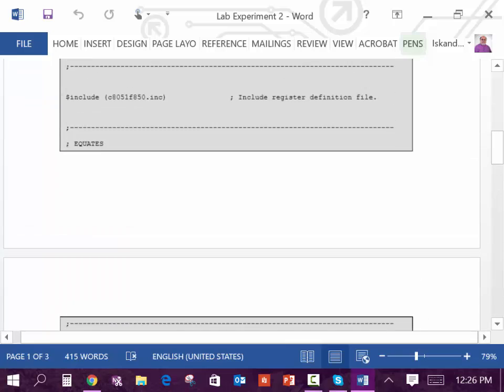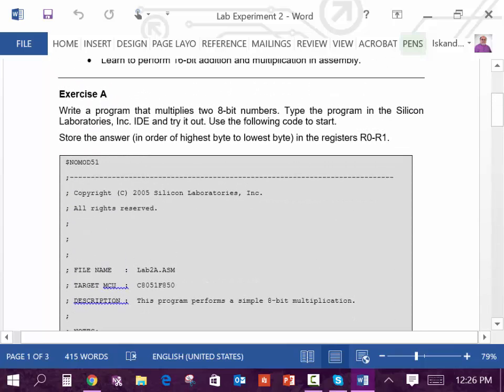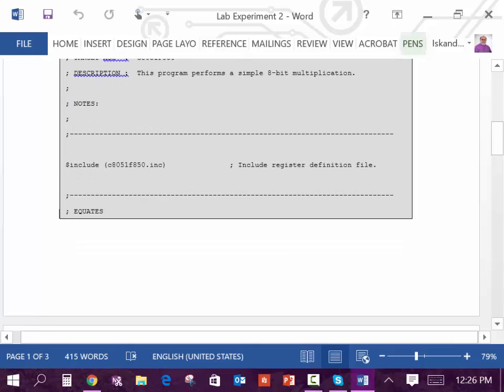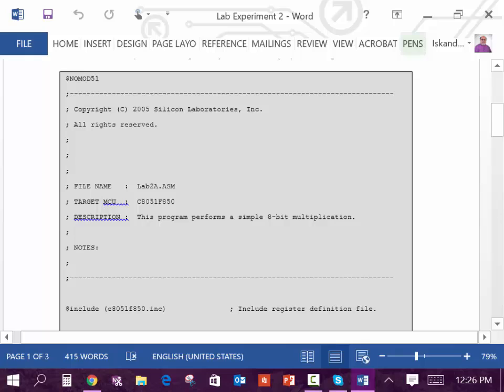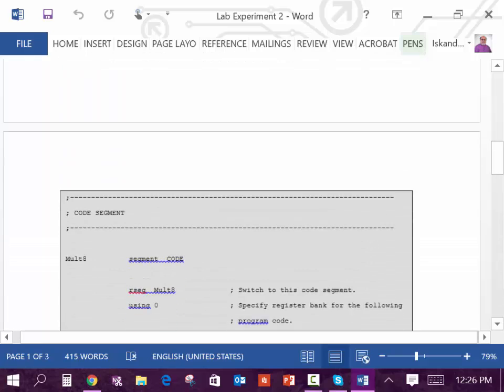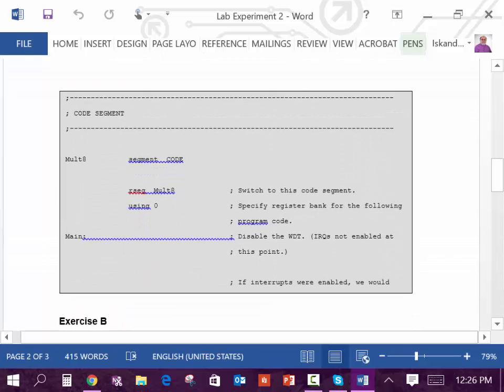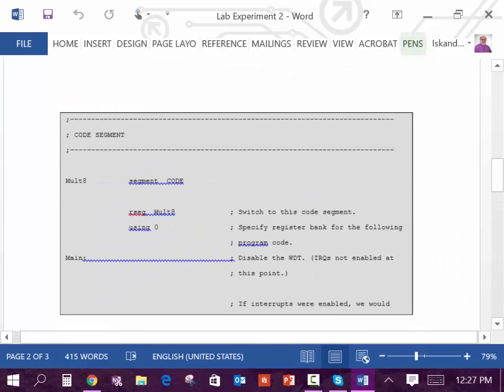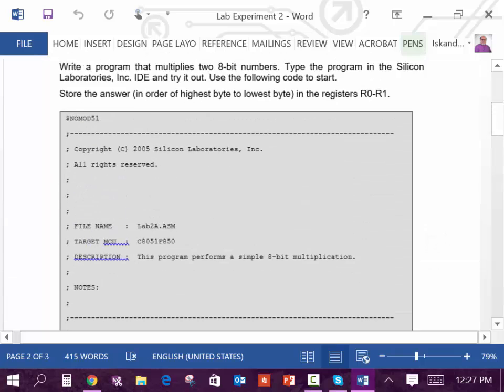Part A is relatively simple. Write a program in the Silicon Labs IDE and try it out. Use the following code to start with. Actually, this code is okay. You can start with this code here. That's perfectly fine. It's got all the key parts to it. But remember, you've got to put the long jump to main at the beginning.